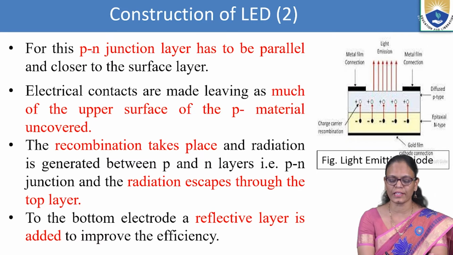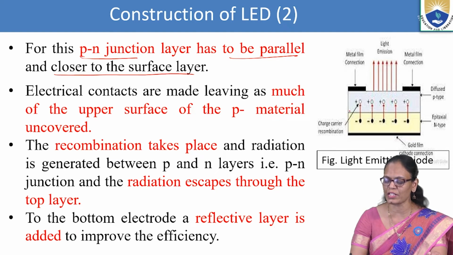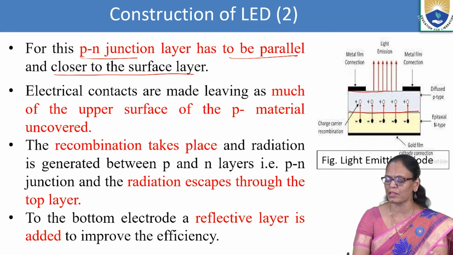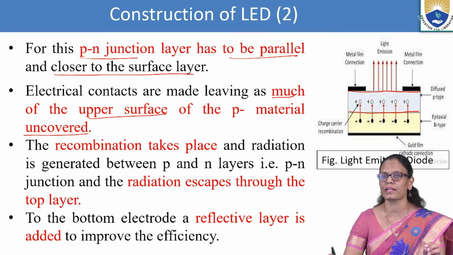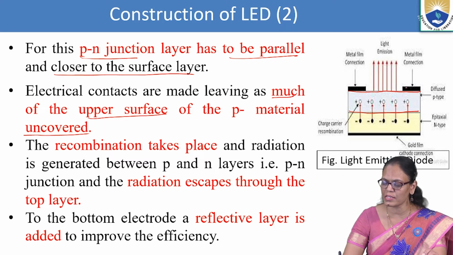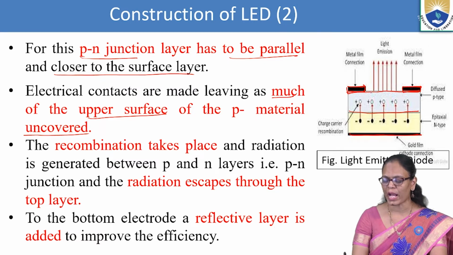Now also we need to see that the p-n junction layer has to be parallel and closer to the surface layer. Whatever junction that is formed, it has to be always parallel to the surface. And electrical contacts are made leaving as much of the upper surface of the material uncovered. So we are going to have electrical contacts, metallized electrical contacts. So this is a metal film we are putting for connection. And at the bottom also we have a metal film. Okay. So these metal films are used to have the contacts to the anode and the cathode. And a part of it is left uncovered.